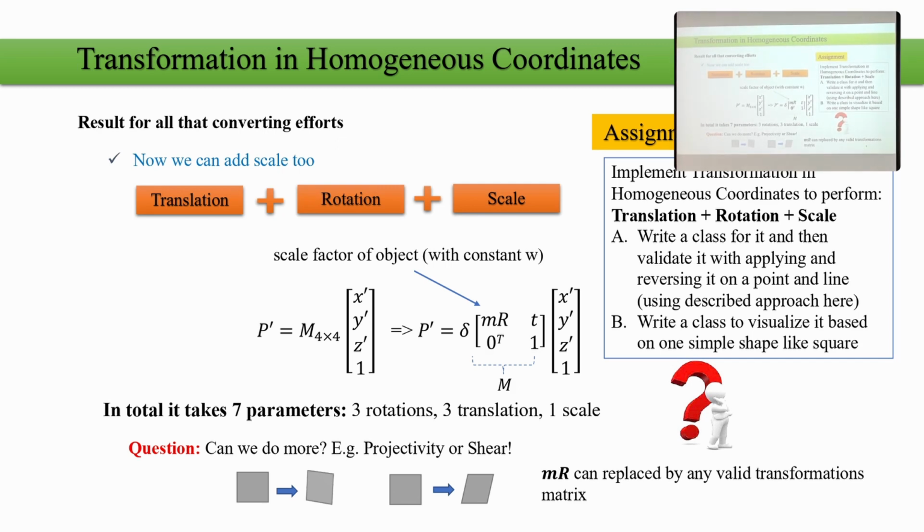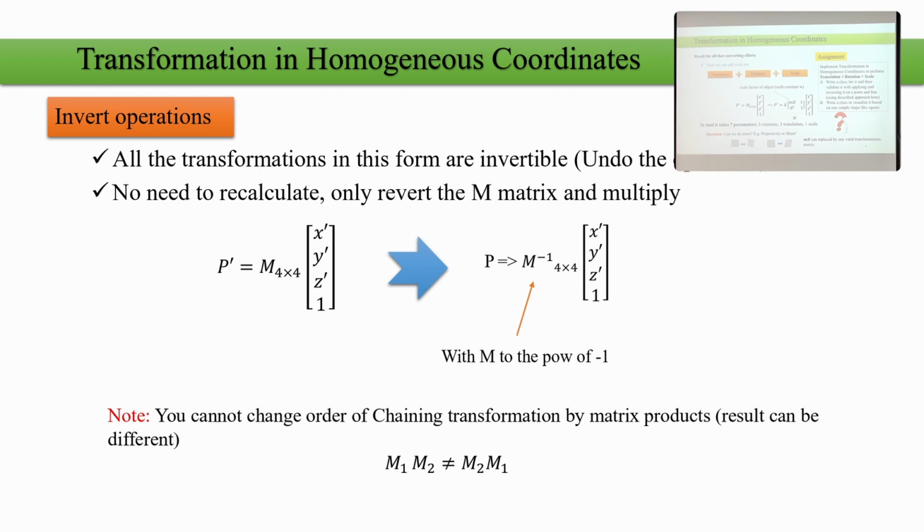But what you have as an assignment, a simple assignment that clarifies everything for you: implement the transformation in homogeneous coordinates, translation, rotation, and scale. Write a class for it, then validate by applying and reversing a point, as I did in the example. Give the point as input, apply the whole process, then revert it back to see if it's working well and you get the same point on the coordinate system or not. And of course, try to visualize it to see what's happening.